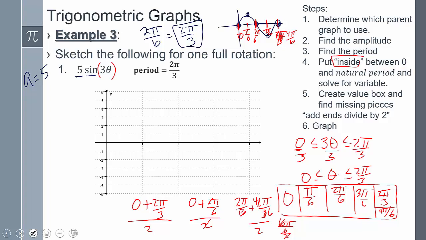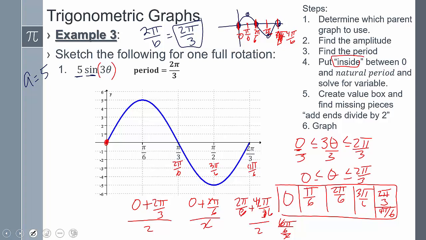So now I can label it on my graph. There's my 2 pi thirds, or I can say 4 pi over 6. There's my pi thirds, or the same thing is going to be 2 pi over 6. Pi halves, which is the same thing as 3 pi over 6. It's just the way that I'm labeling it. And then I draw my parent graph.